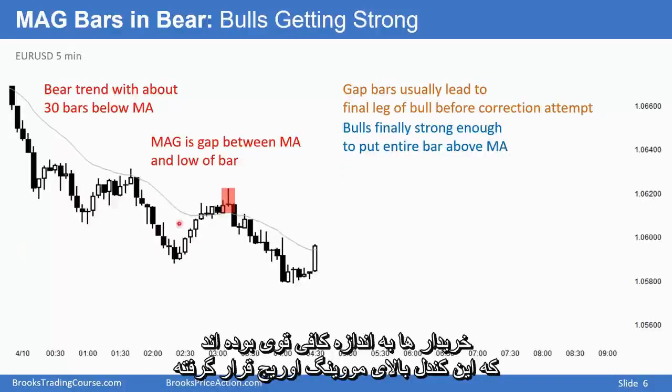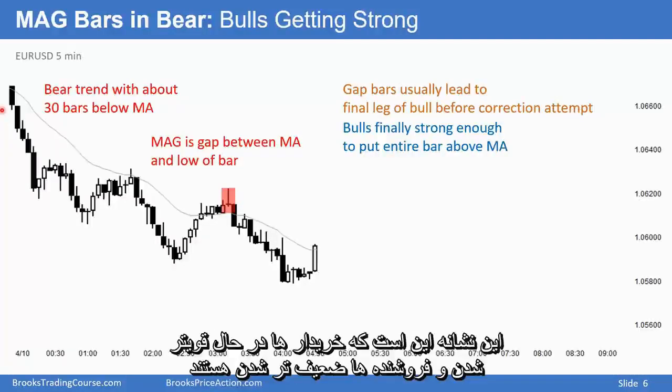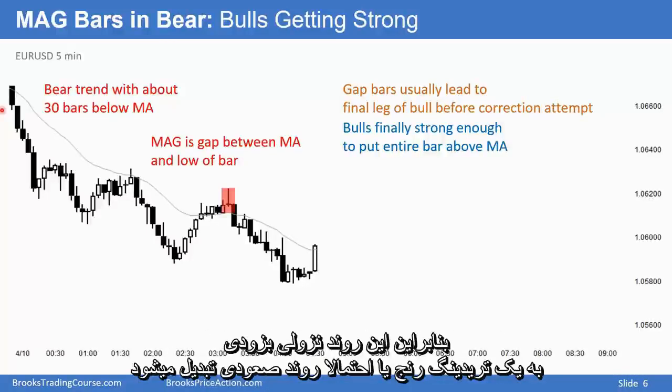The bulls are finally strong enough to put a bar completely above the moving average. That's a sign that the bulls are getting stronger and the bears are getting weaker, and therefore this bear trend might soon transition into a trading range or possibly even a bull trend.